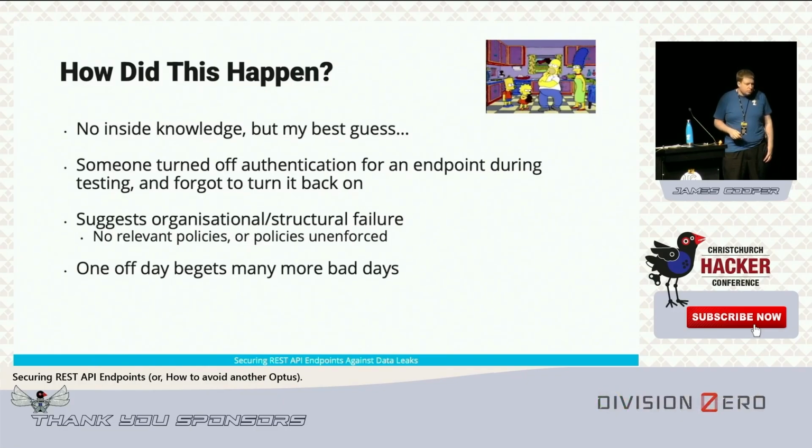And what that suggests to me is that there's probably some sort of organizational structural failure going on in the organization, because it shouldn't have been possible to have endpoints exposed without proper authentication requirements. That suggests to me there's probably no relevant policy saying don't do this, or no one was actually enforcing it. And if you don't enforce the policies, you basically might as well not have them. So the point is that one developer having one bad day means a lot more bad days for a lot of people.